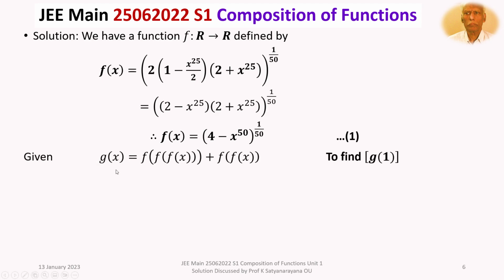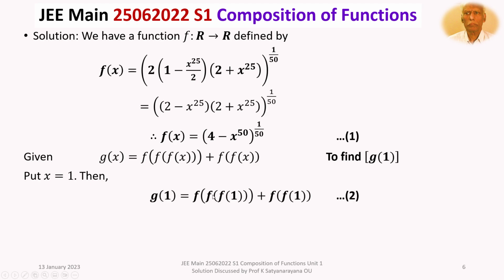We are given g of x is equal to f of x plus f of x, and we are required to find the bracket g of 1, that is the greatest integer less than or equal to this number g of 1. We put x is equal to 1 in g of x. We get g of 1 is equal to f of 1 plus f of 1. Let's call this equation 2.